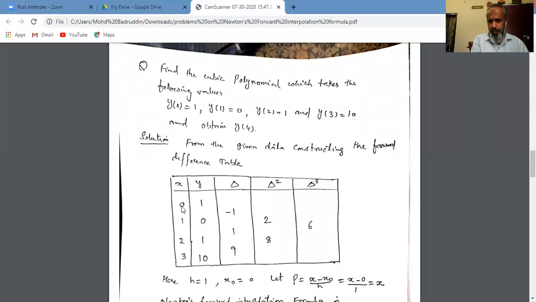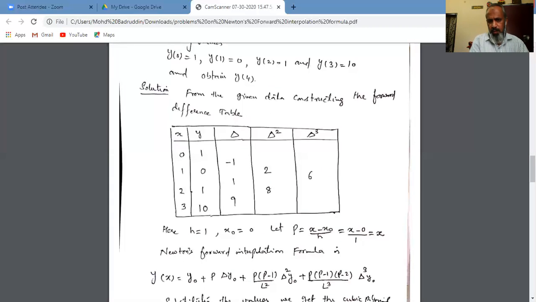Now what is x0 here? The first value of x is x0. This is x1, x2, x3. So what is y0? Y0 is 1, and this first value in the first differences is called delta y0, and this is del square y0, and this is del cube y0. So what is the length of the interval of x values? This is 1. So h is equal to 1, x0 value is 0, and we are writing p is equal to x minus x0 by h. So what is x0? X is x, and x0 is 0, h value is 1. So p value in terms of x is x.